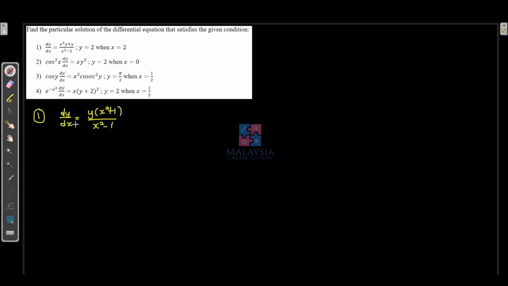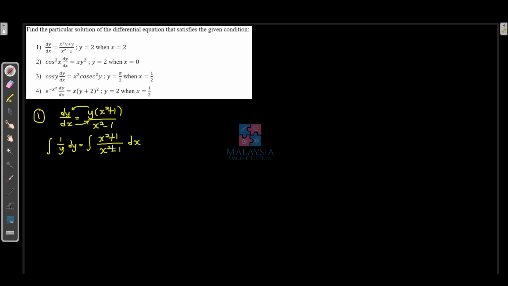So our dx will go to the right hand side. Everything involving y must go to the left hand side, so we can shift the y to the left hand side. So we will have the integration of 1 over y dy equals the integration of (x squared plus 1) over (x squared minus 1) dx.